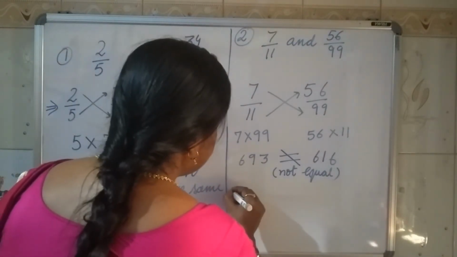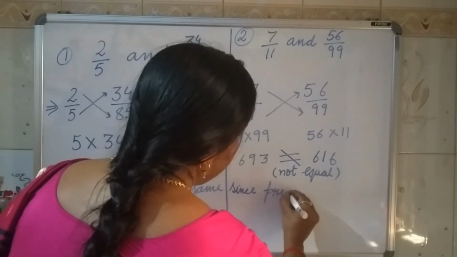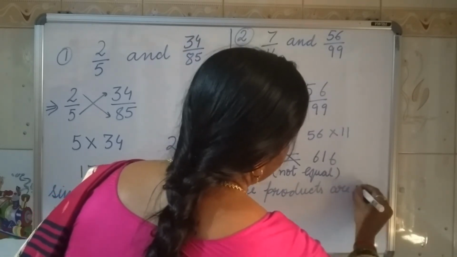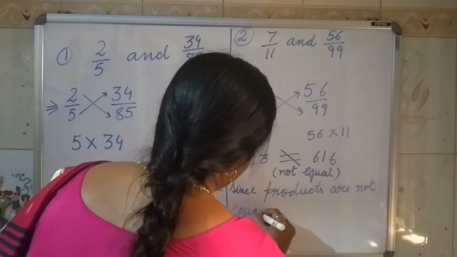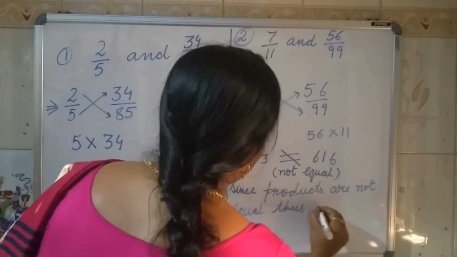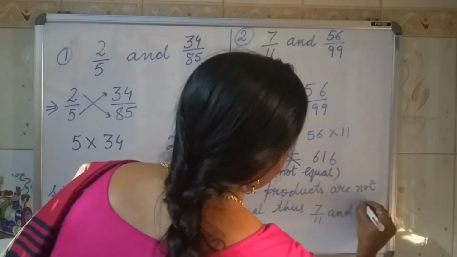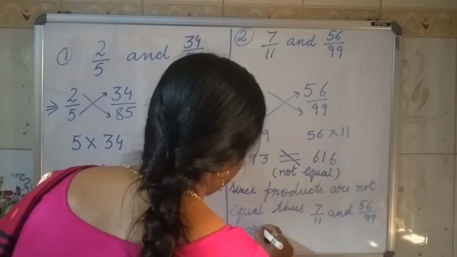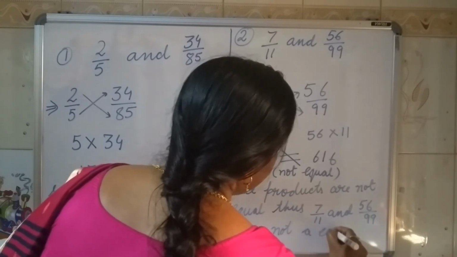So how will you write the answer? Since products are not equal, thus 7 upon 11 and 56 upon 99 are not equivalent fractions.